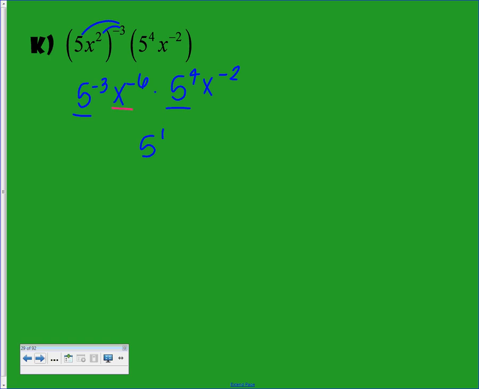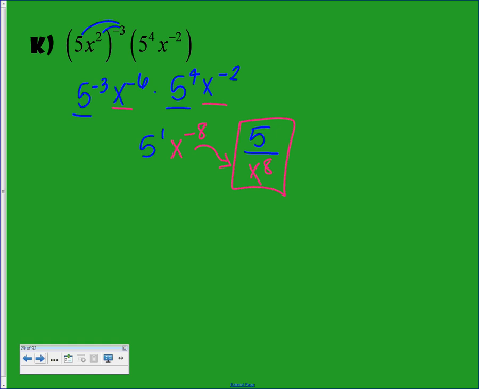Then I'll do my x's. Again, I'm going to add, so that's going to give me x to the negative 8th. Okay, negative 6 plus negative 2 is negative 8. Then I have to get rid of the negative. My 5 is positive, so I'm going to keep my 5 on top, and then my x is the part that's negative, so that's going to go down the bottom and become a positive. Okay, so my final answer would be 5 over x to the 8th.